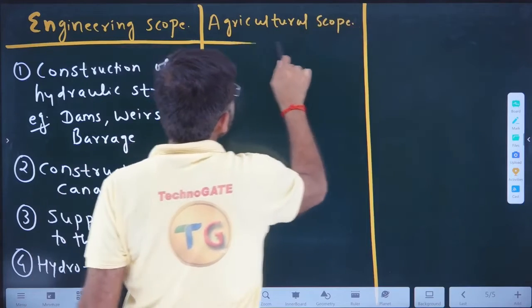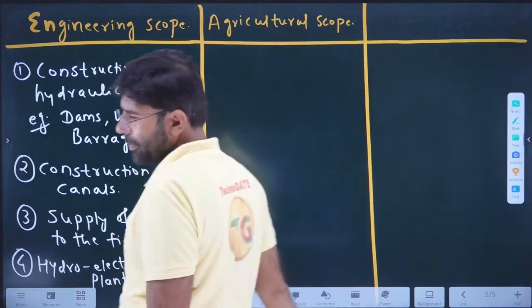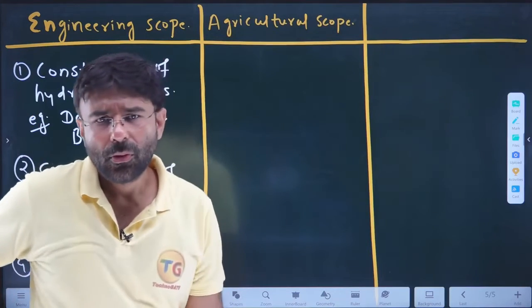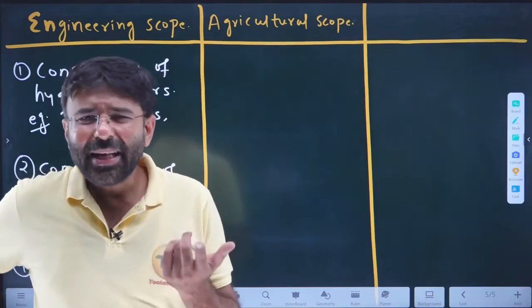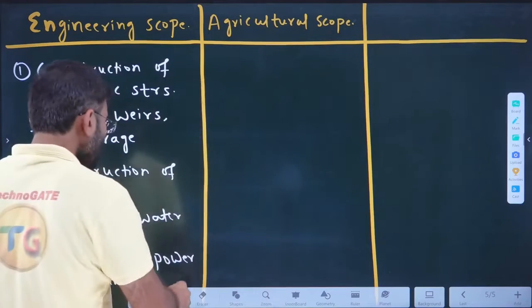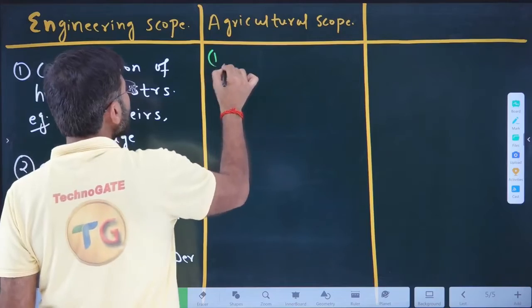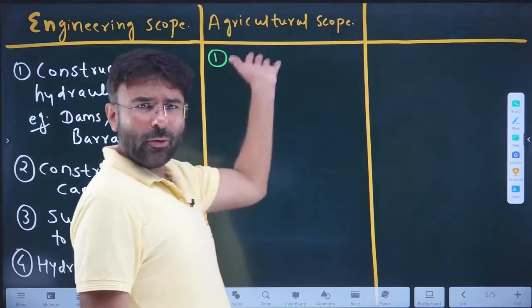Another scope is agricultural scope. So from the agriculture point of view, what is the significance of this subject? I have to grow the crops. Now forget about civil engineering.